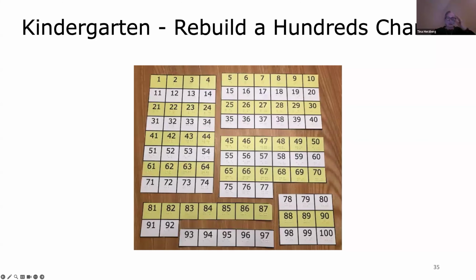And so what happens is that you slowly build. So this is the one after they've already put it together. At first I might do it where they have maybe 1 through 40, and then maybe 40 through 70, and then 80 through 90. So it's much easier for them. And this is like, oh, wait a minute, we're big time now. We know how to do it by our tens. We're going to be super tricky. Let's see if we can rebuild a hundreds chart.